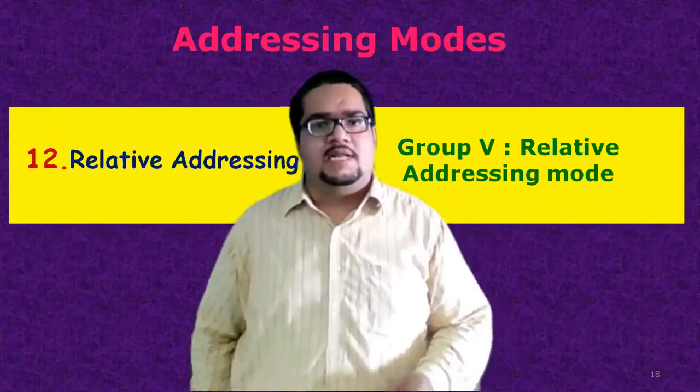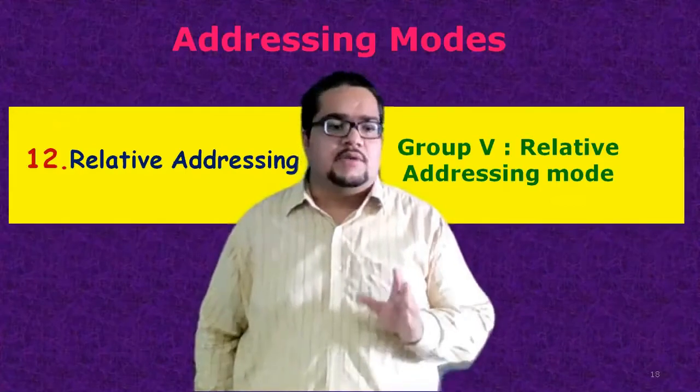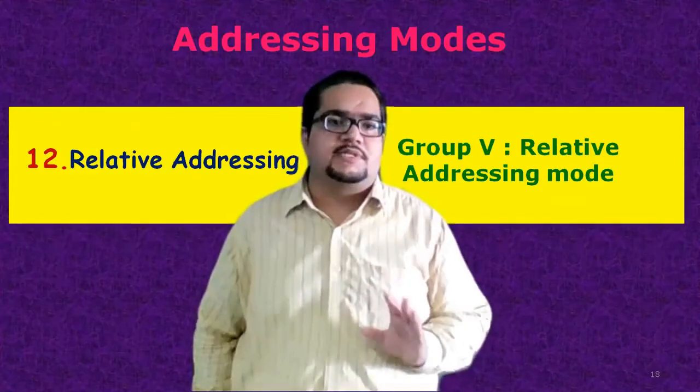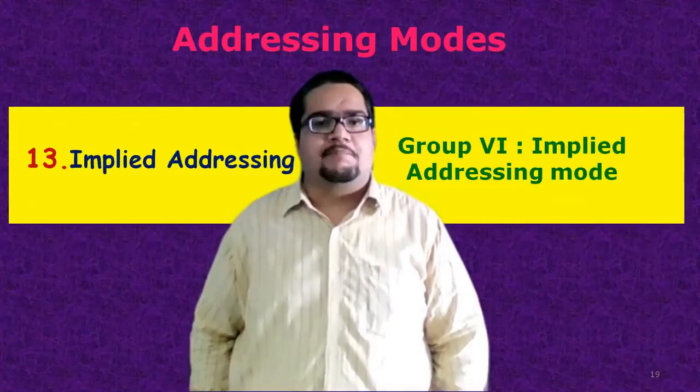Here some relation, some address is given here for jumping purposes. Basically it's an execution control type of instructions where we'll be using this addressing. We'll see this one also. And lastly, the implied addressing.